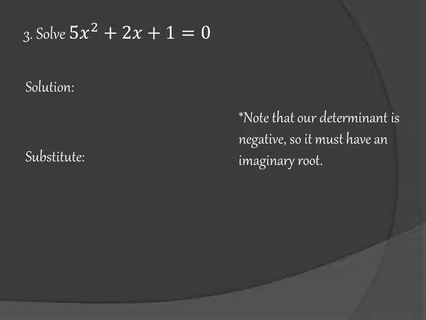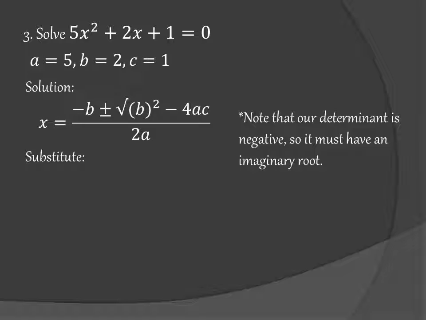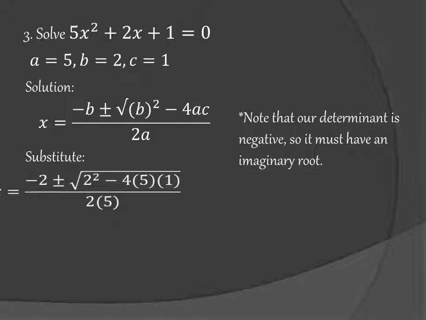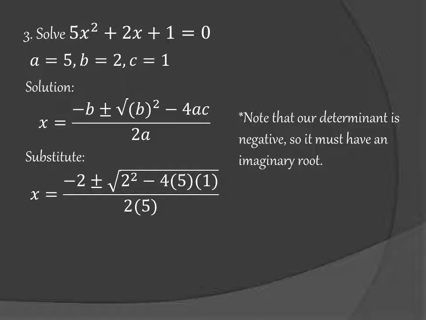Third example, solve 5x squared plus 2x plus 1 using the quadratic formula where a is equal to 5, b is equal to 2, and c is equal to 1. Solution. x is equal to negative b positive and negative square root of b squared minus 4ac all over 2a. So we must simply substitute the values of a, b, and c. It must be x is equal to negative 2 positive and negative square root of 2 squared minus 4 times 5 times 1 all over 2 times 5.